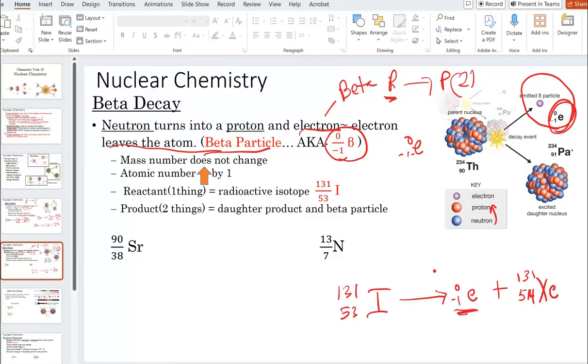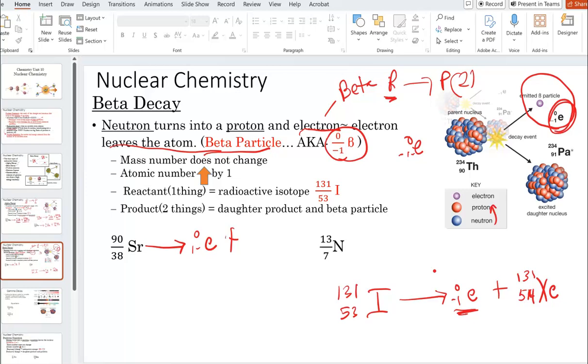So let's look at these other two here. This is strontium 90. I know it breaks down through beta decay, so I'm going to draw my produces line. A beta particle is always made, so I'm just going to start with that. e, 0, minus 1, plus my daughter product.